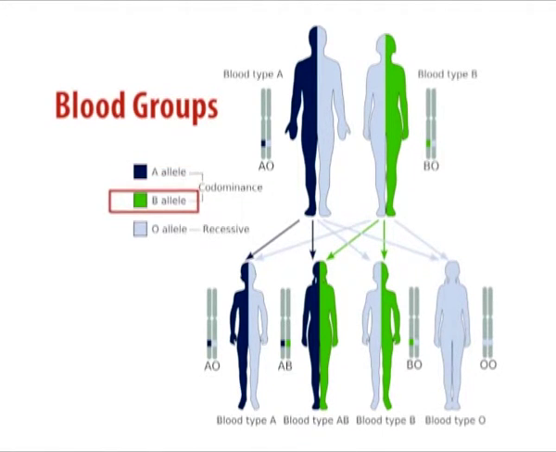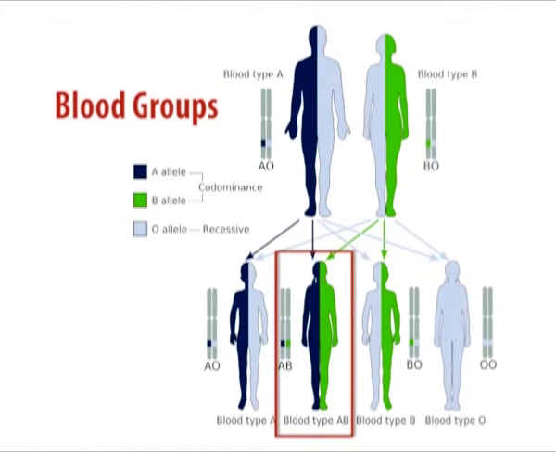IA, IB and i are the three genes for blood types. i causes O type and is recessive to both A and B alleles. The A and B alleles are codominant with each other. The person having A and B allele has AB blood group type. Here A and B antigens are both expressed on the cells. This pattern of inheritance is completely different from Mendel's rule because both alleles are expressed completely and one does not mask the other.